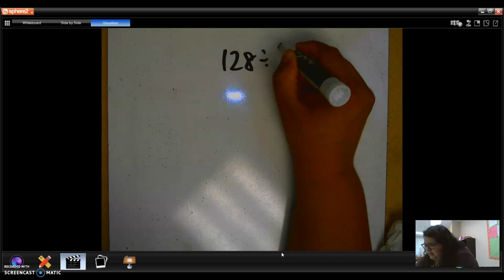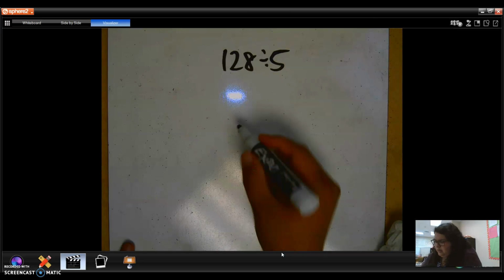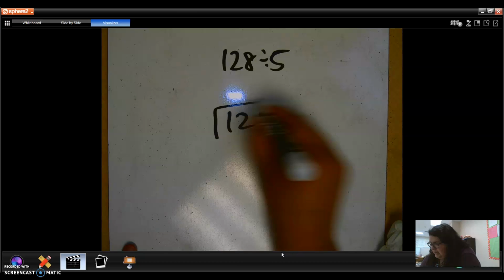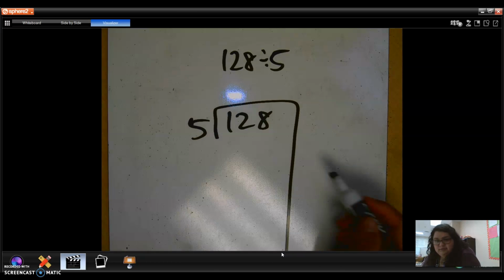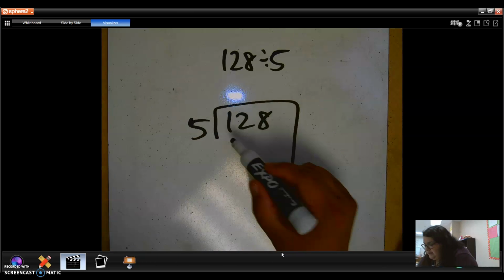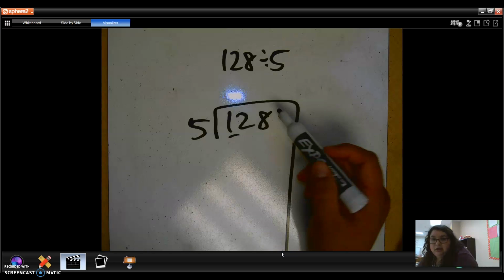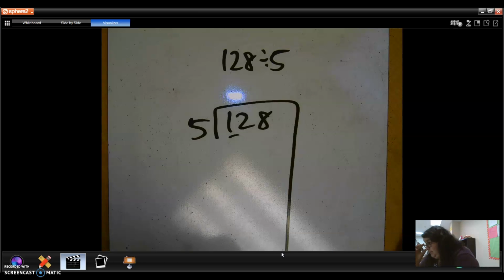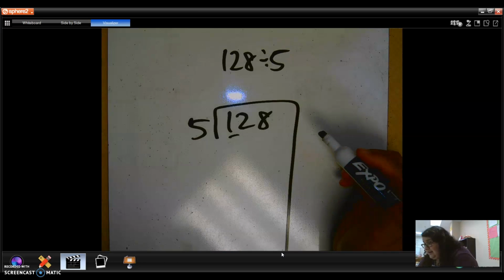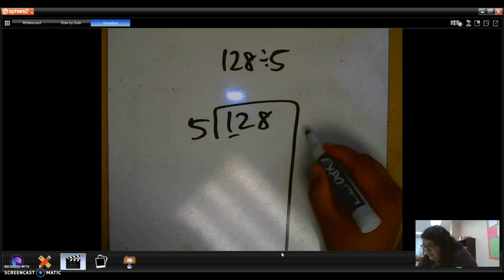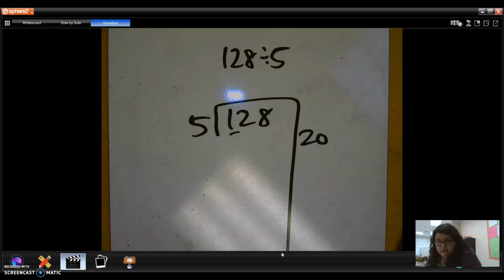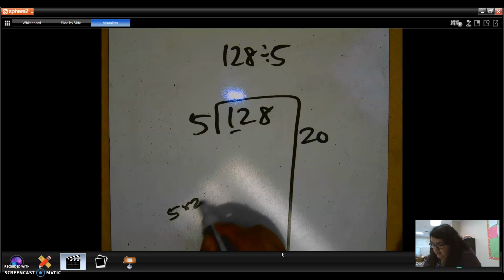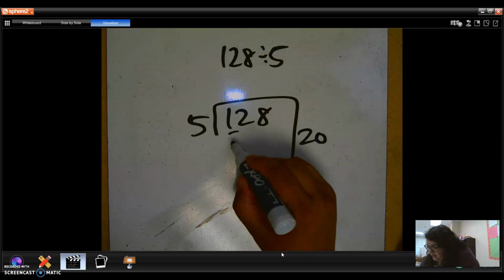If you have another one, say we have a remainder of 3, right? So I have 128, divisor 5. 5 times what? I always start with the hundreds place or the highest place, right? So 5 times, I know that 5 times 20 is 100. And I can double check that if you need to. 5 times 20, you know a trick. That's 10 and 1 0, right? So 5 times 20 is 100.